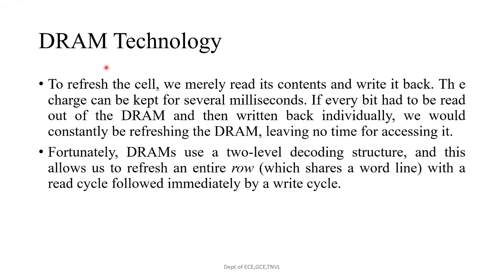So this is about the DRAM technology. To refresh the cell, we merely read its contents and write it back. The charge can be kept for several milliseconds. If every bit had to be read out of the DRAM and then written back individually, we would constantly be refreshing the DRAM, leaving no time for accessing it. Fortunately, DRAMs use a two-level decoding structure, and this allows us to refresh an entire row, shown as a word line, with a read cycle followed immediately by a write cycle.